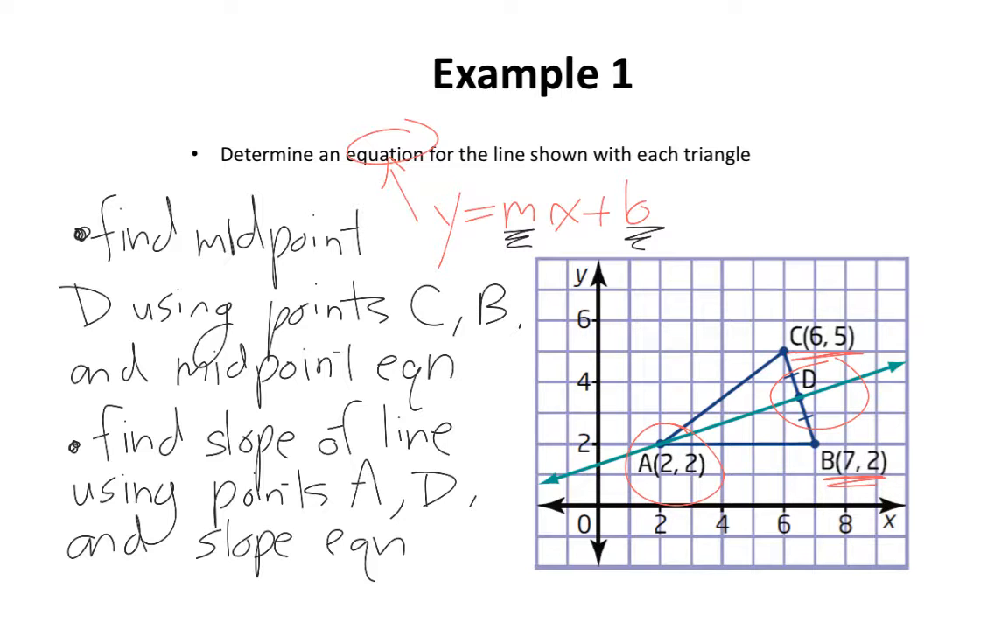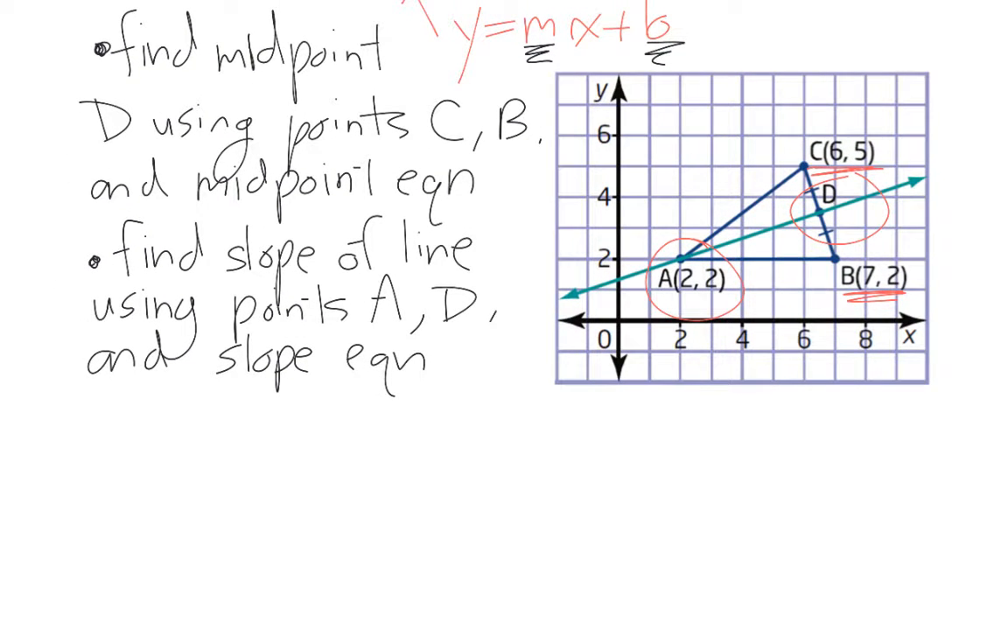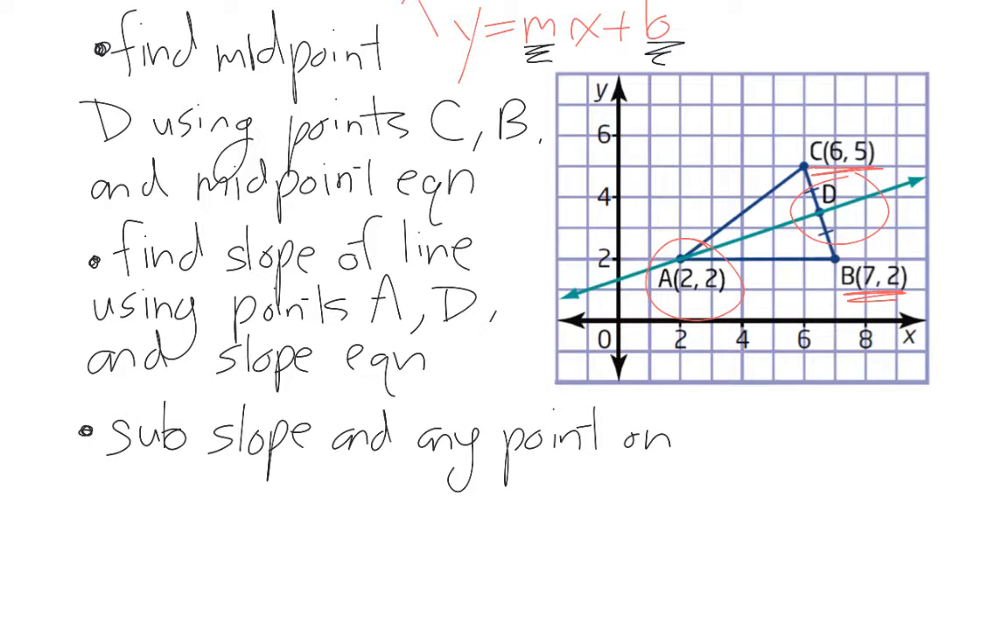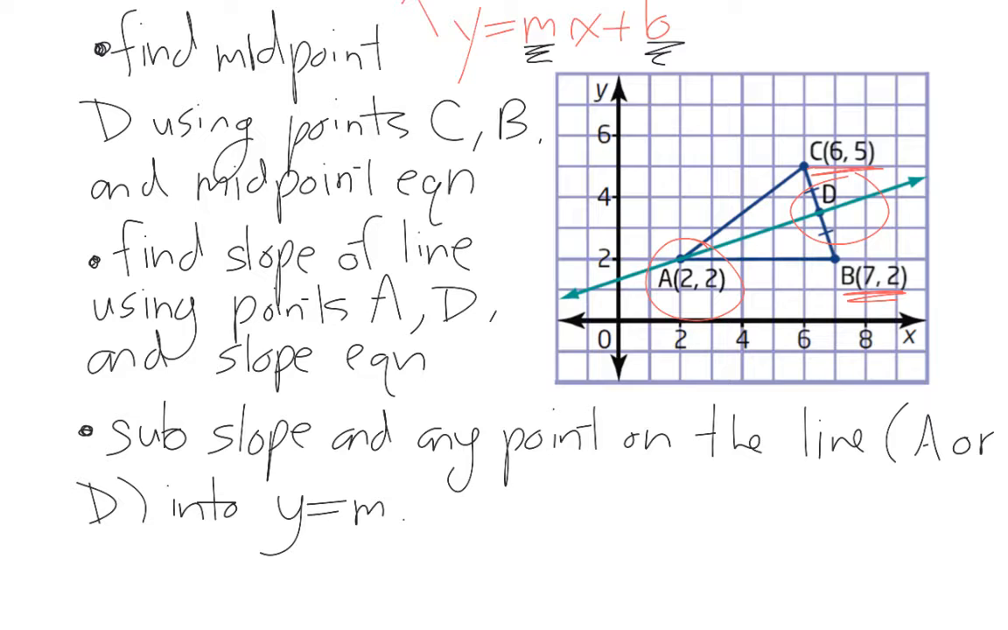Once we figure out the slope, we still have to find the y-intercept, which is b. As you've learned in previous units, you can substitute the slope value and any point on the line. In this case, that would either be A or D into the equation y equals mx plus b, and then you will solve for b.